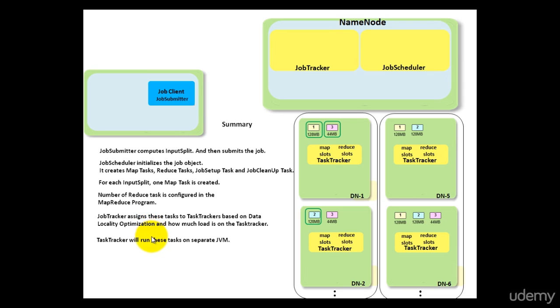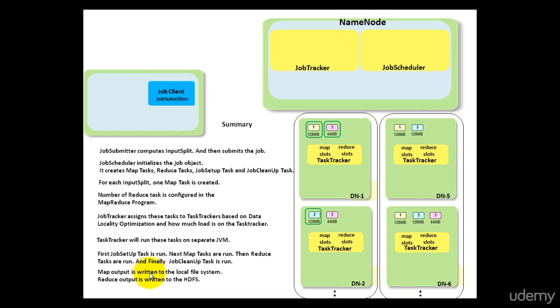Task tracker will run these tasks on separate JVM. First the job setup task is run, then all the map tasks are run, and then the reduce tasks are run, and finally job cleanup task is run. Map output is returned to the local file system and reduce output is stored in the HDFS. That was all about how Mapreduce works.